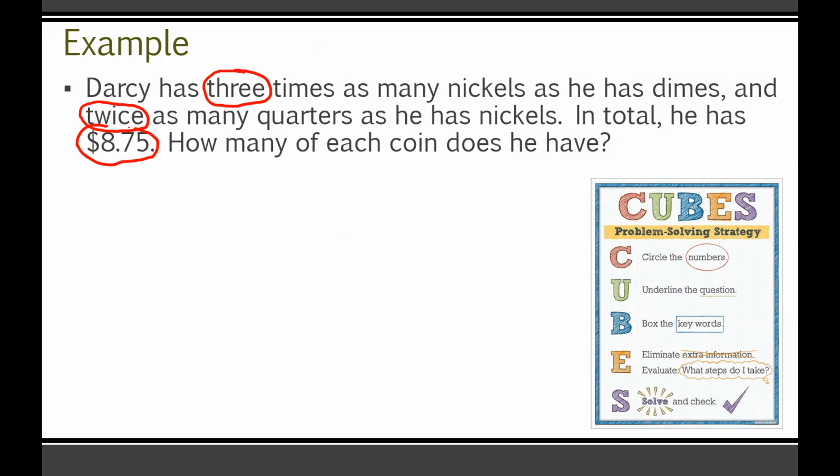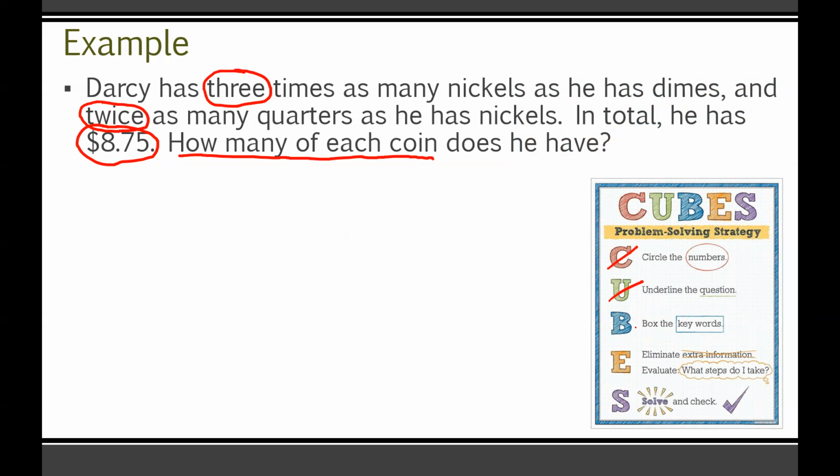That's a number, obviously. Circle that one. So I would say this step of the cube strategy is all done. Underline the question. How many of each coin does he have? I'm only going to underline that section of it just there. That's all well and good.